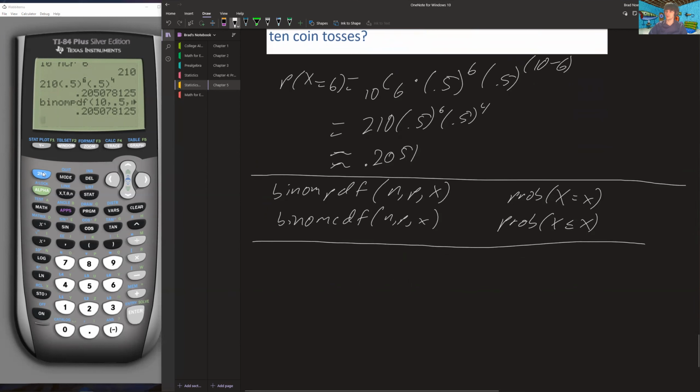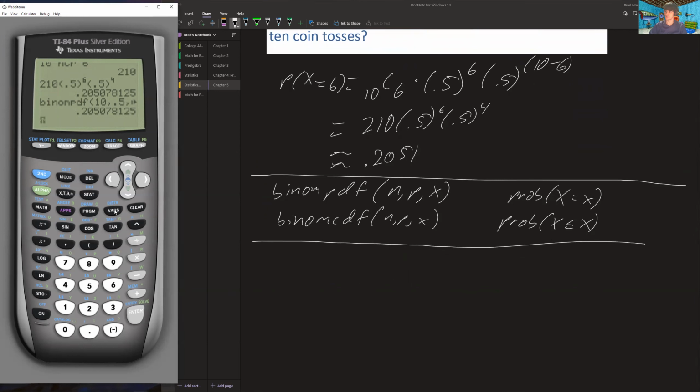So again, where do we get that? You go to second, and then above this variables button is distribution. And then you'll want to go down to your binomial distribution. Okay.